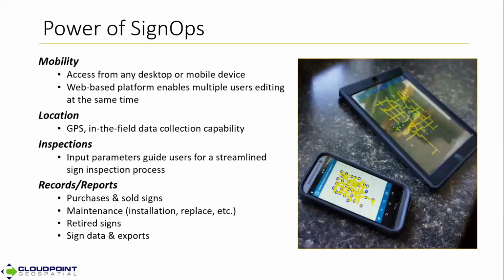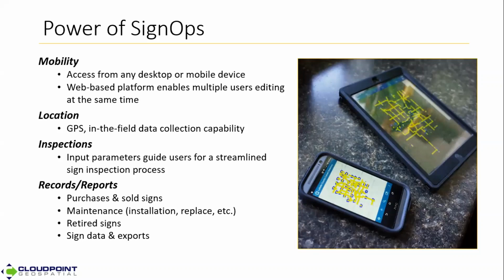Some of the key aspects of SignOps that I always like to point out to people are really four things: mobility and accessibility, the location aspect of SignOps, the ability to perform inspections on the signs in the inventory, and the amount of records and reports that the SignOps solution manages and allows access for its users.